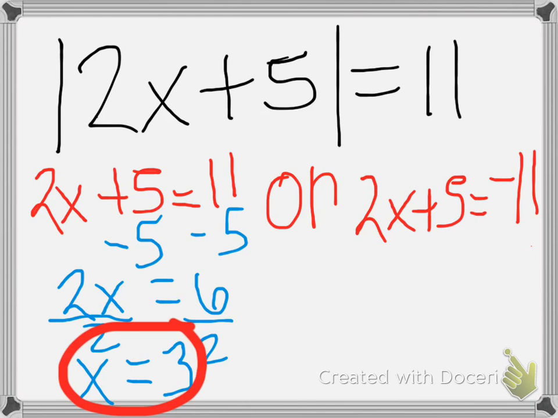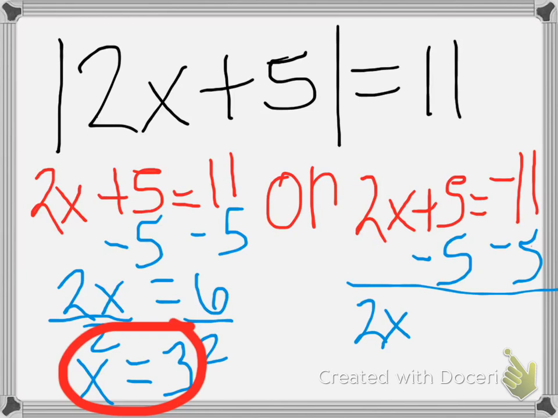Now let's see what else x could be. So I'm going to perform the operations just like I did with the first equation, still subtracting 5 on both sides. But what's going to happen is when I subtract this time, because I'm subtracting from a negative 11, my 2x is going to be equal to negative 16. Remember, when we have two negatives, we add them together, keep the sign.